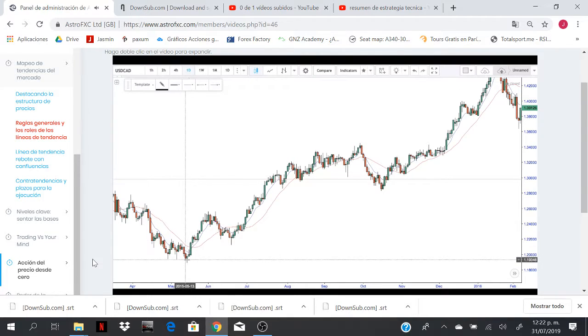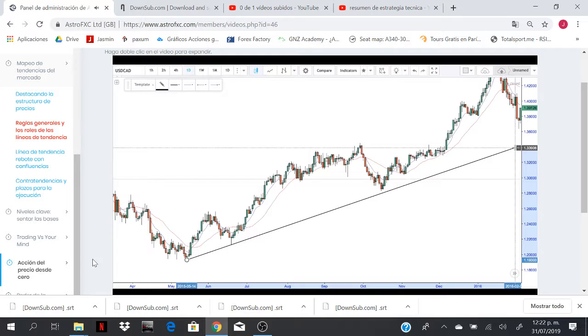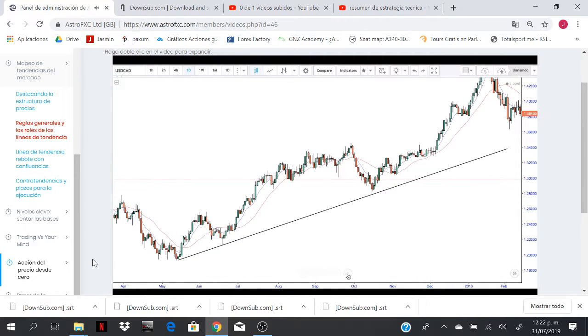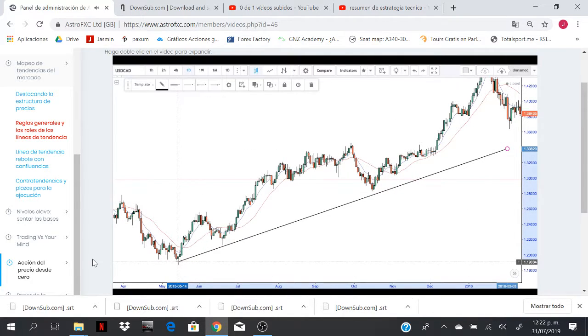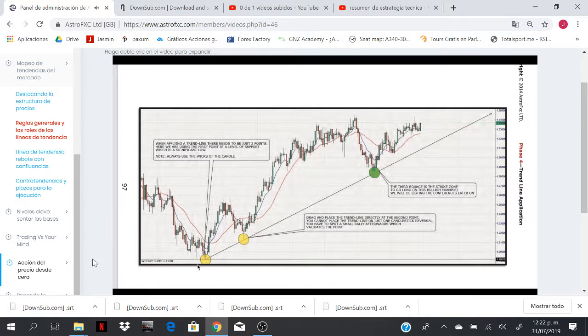So this is the actual trend line, which is in the book there on USD CAD. On point 1, just double check that. Yeah, so point 1 to point 2, and then we have point 3 as the third bounce. So obviously, you click the trend line, you drag and place the trend line directly at the second point. You cannot place the trend line on this point if there's just one candlestick there. We have to actually see there has been a leg, an uprise in this case.